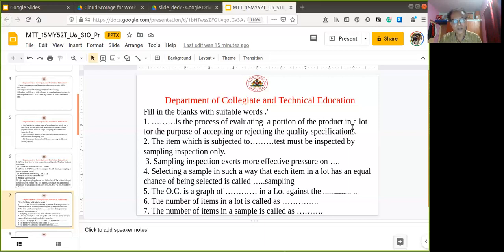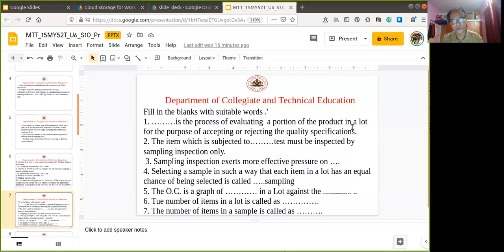Number 5 says the OC curve is a graph of dash in the lot against the dash. So the OC curve is for the fraction defective to the probability of acceptance.